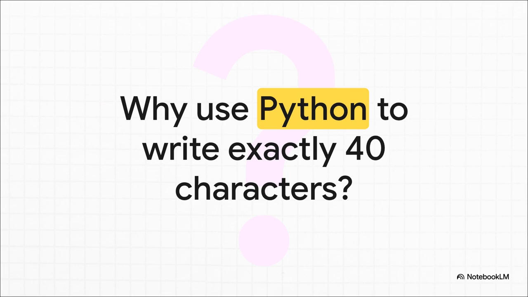But hang on a second. I really want you to put your critical thinking caps on here. Look at that middle line of code again. Why on earth would we go through the trouble of invoking an entire Python 3 script just to write 40 A characters into a simple text file?